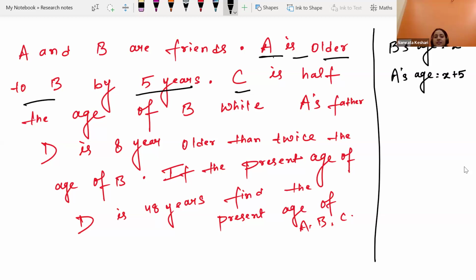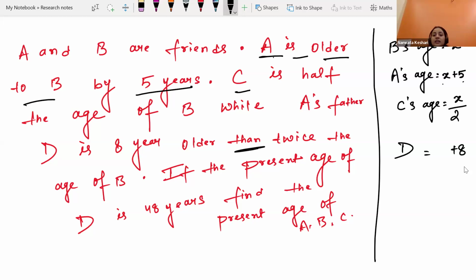Yes, ma'am. Okay, similarly here, A is older to B by 5 years. That means A is 5 years older than B. B's age plus 5, that will be A's age. Now, C is half the age of B. C's age will be half the age of B. That's it. Okay. While A's father D. In this story, D is also there. D is the father of A. That's what is written over here. A's father D is 8 years older.